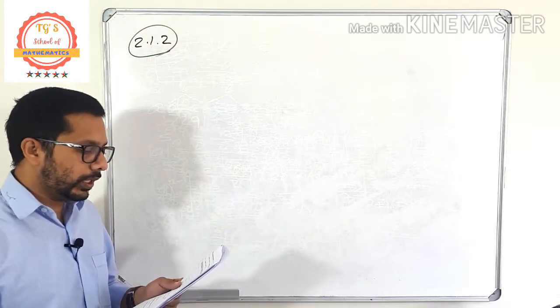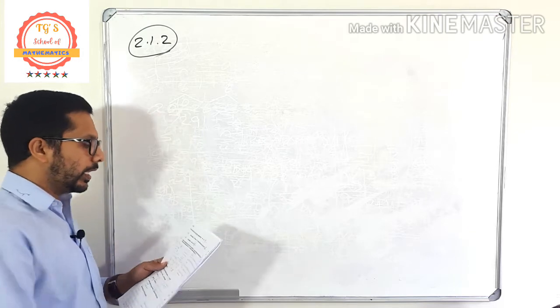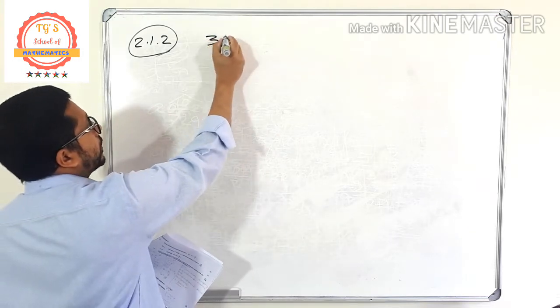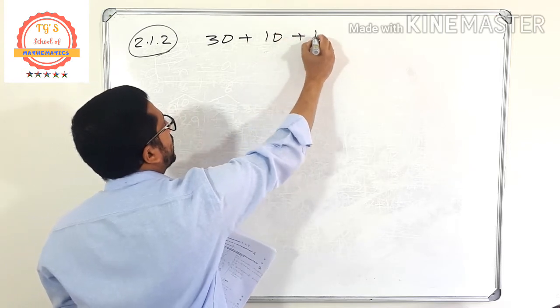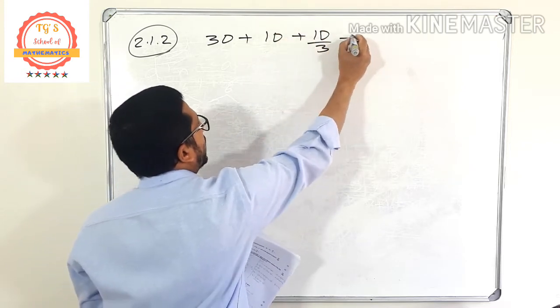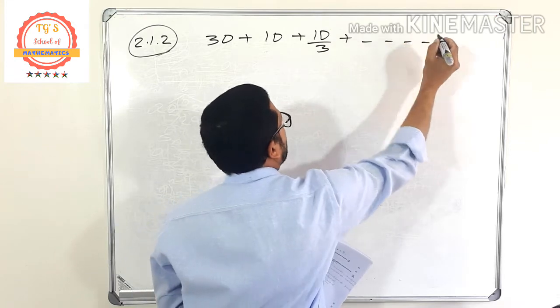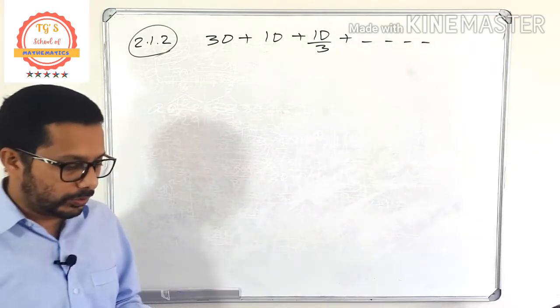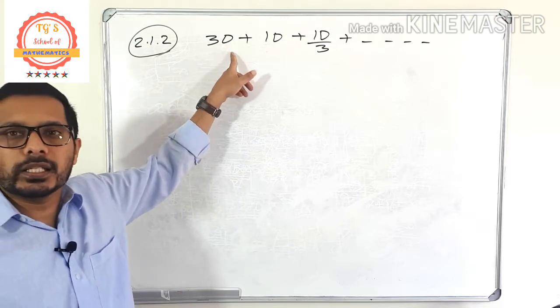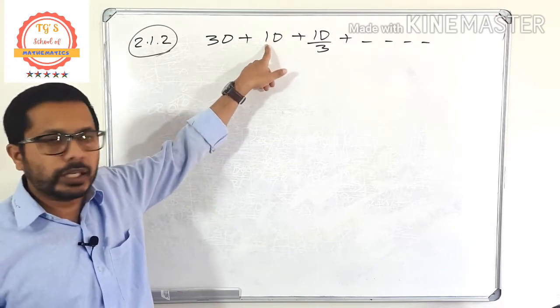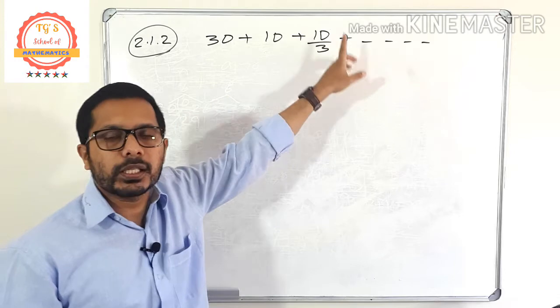Calculate 30 plus 10 plus 10 over 3 plus etc. You have to find the answer of that one. Okay. So here in this question, this is a series, 30 plus 10 plus 10 over 3 plus etc.